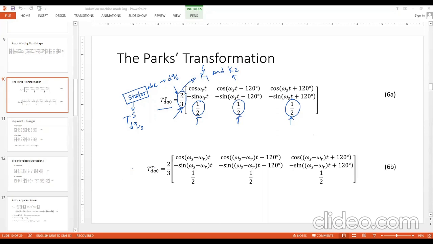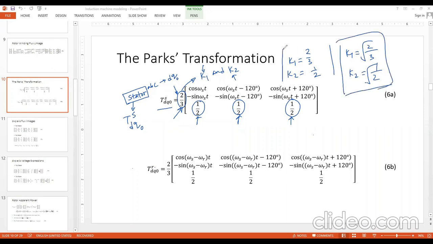In the case of the synchronous machine, they were arbitrary. They could be chosen from any of these two choices. In this case, we are using the combination of K1 as 2/3 and K2 as 1/2. And probably there was another combination, but in this case we are using this one, and another choice could be the other one.